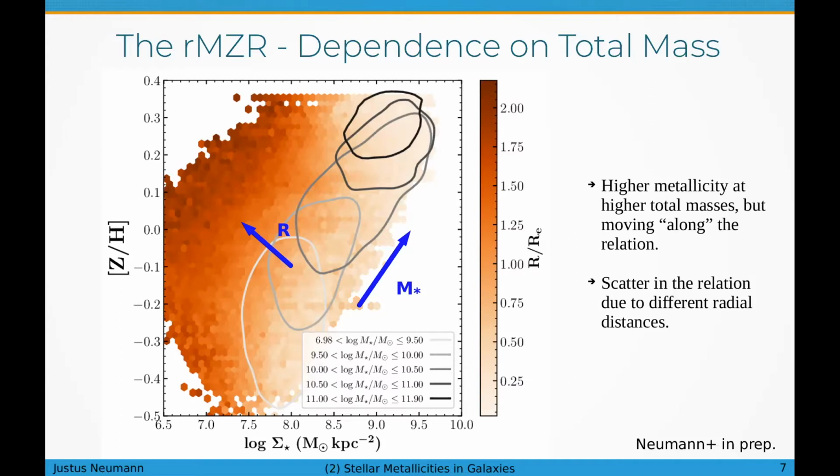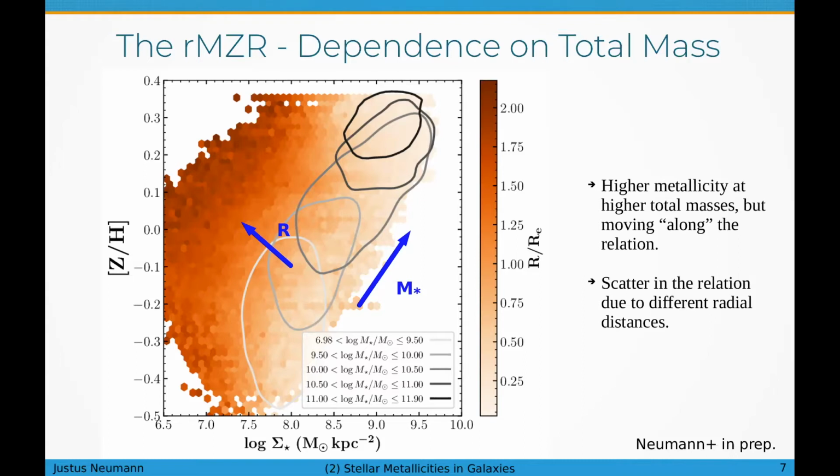So the scatter isn't really explained by the total stellar mass, but rather by the radius. If we look at the radial distance, we see a trend that is almost perpendicular to this relation. So the scatter seems to stem from the radial distance actually. So let's plot things against the radius.